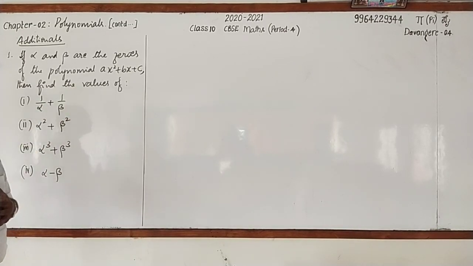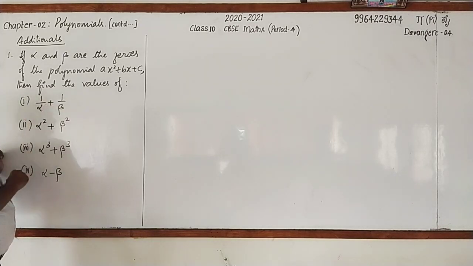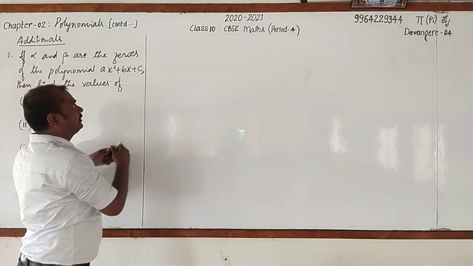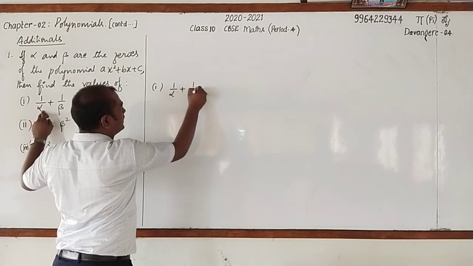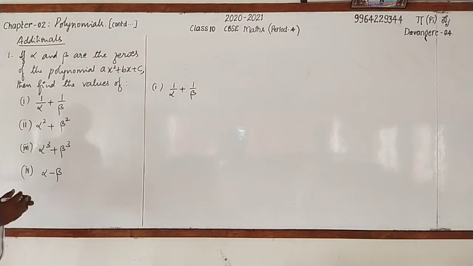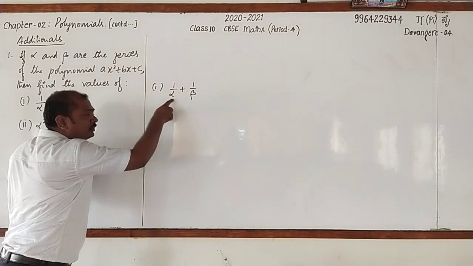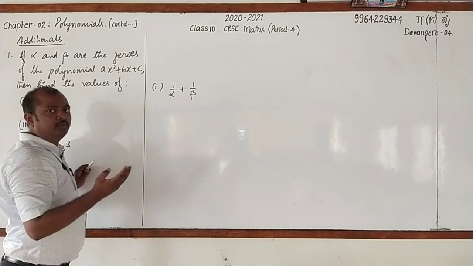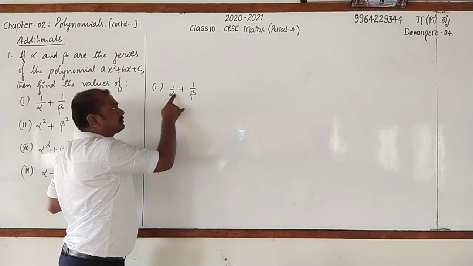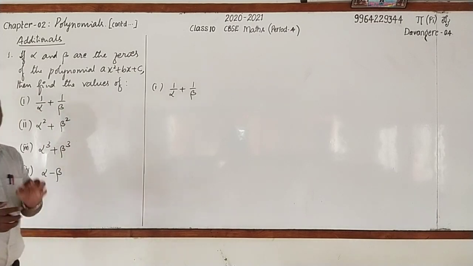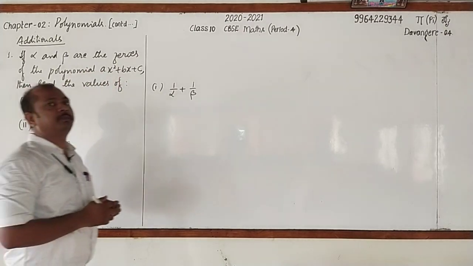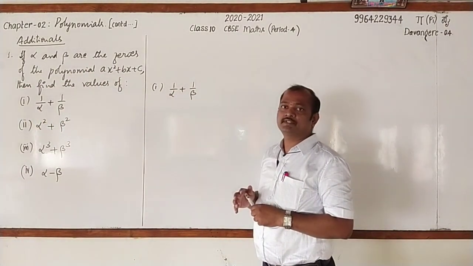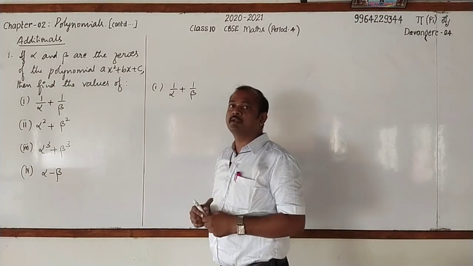Here, have they given the numbers? No. Then how are you going to find the value? We have to simplify these. I'll take the first one. Observe this. It has been given 1 by alpha plus 1 by beta. How do you find the value of this? Do you know the values of alpha and beta? No. If both were known, we would have substituted, and it would have been easier. But how do we find it? Just by taking the quadratic polynomial ax square plus bx plus c. When you simplify this, then only will we get to it.